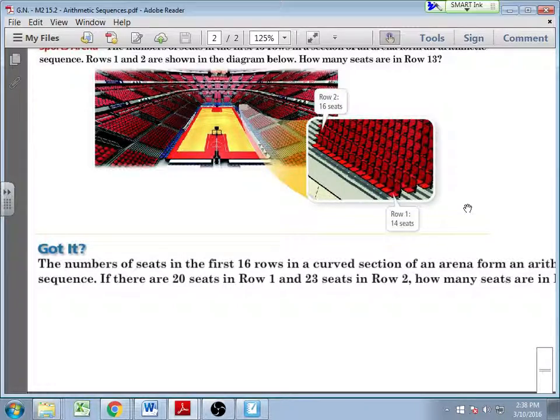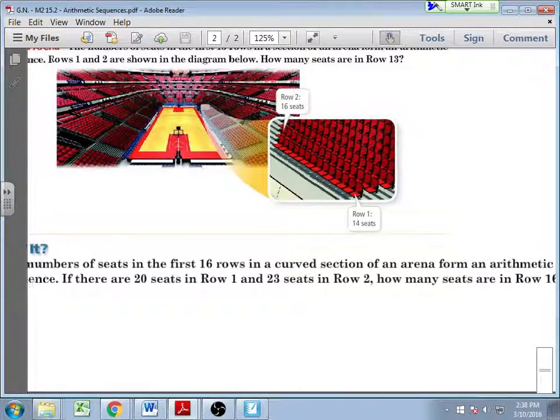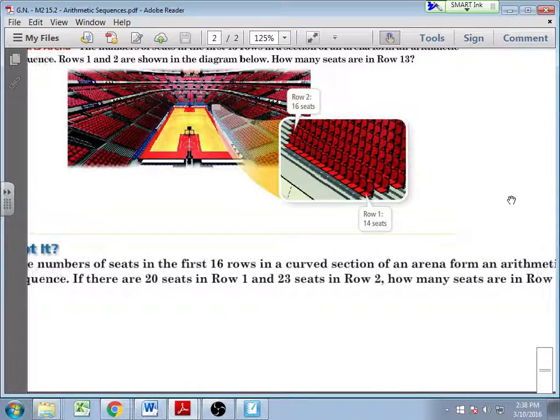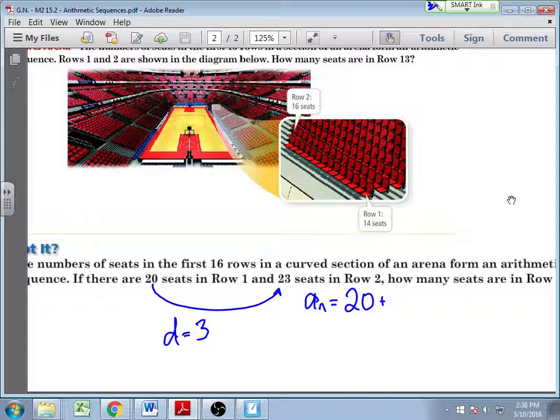Number of seats in the first 16 rows of a curved section of an arena are an arithmetic sequence. Row 1 is 20. Row 2 is 23. My arithmetic difference here is, anyone? 3. So if we set this up, a sub n is going to equal my first row of 20 plus 3 times n minus 1. It starts with Q. Quantity of n minus 1.